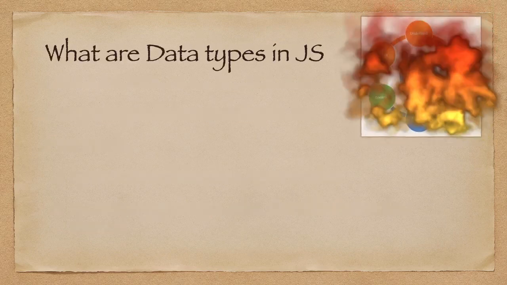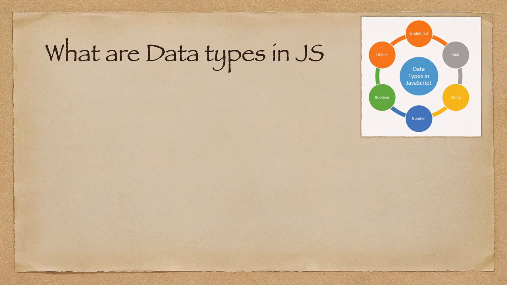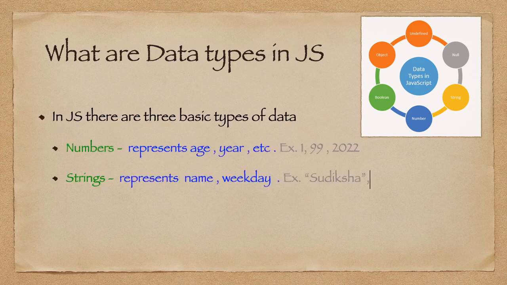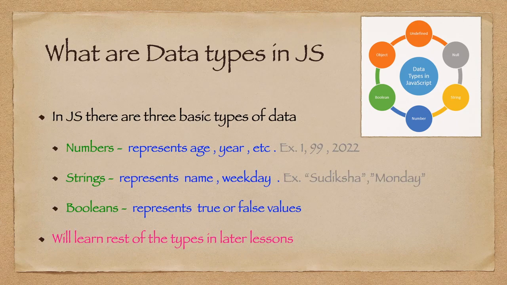In JavaScript, there are several data types. Let's learn the basics first. Later, we shall learn about more. The three basic data types are numbers, strings, and booleans. Numbers represent age, year, and more. Strings represent name, weekdays, and booleans represent true or false values.